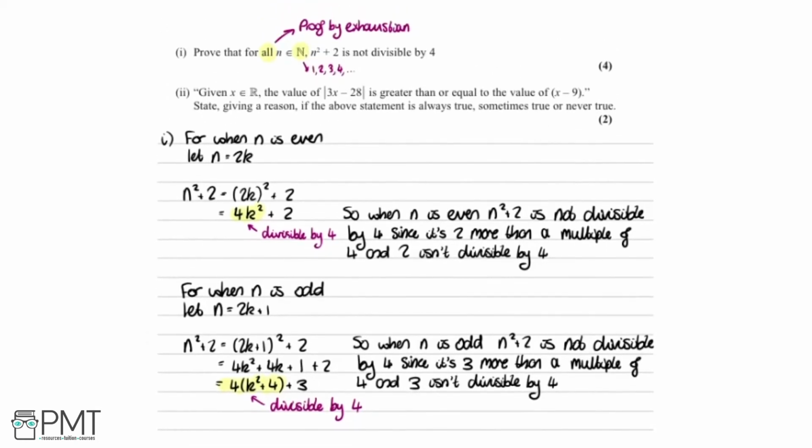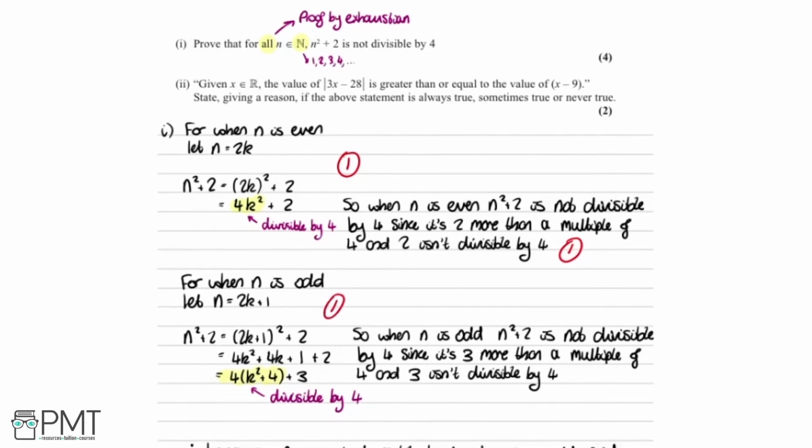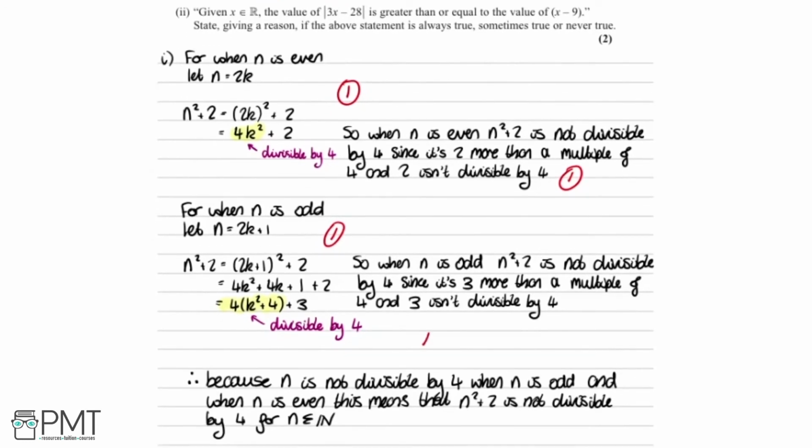So looking to see where we get the 4 marks, we get 1 mark for this step here, testing for when n is even, and we get another mark for our explanation here. And then we get another mark for testing when it's odd. And then we get the final mark for our conclusion, both here and also our general conclusion, saying that this means that n squared plus 2 is not divisible by 4 for any n which is a natural number.